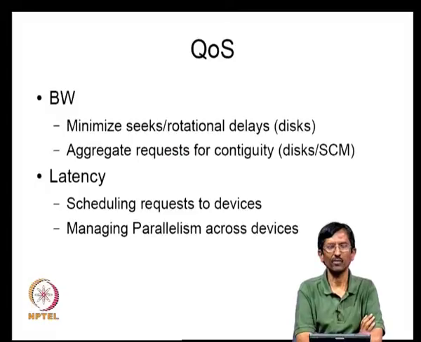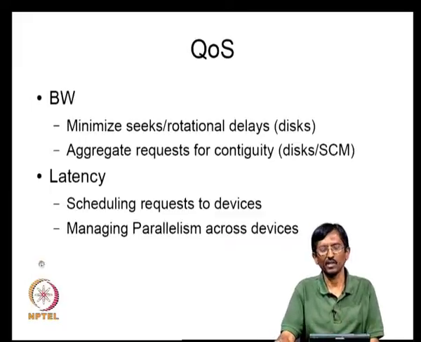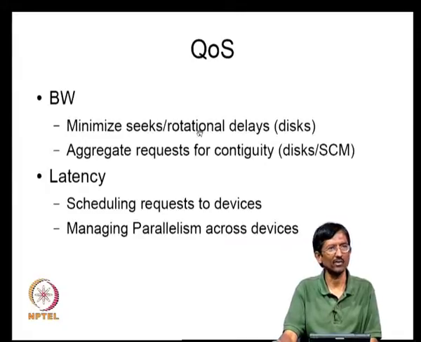For example, one way to provide high bandwidth in the case of electromechanical components like disks is to minimize the number of seeks and rotational delays, or you aggregate requests for contiguity. Extensive amount of aggregation, clustering, all those kinds of things have to be done. This is the only way to ensure that your bandwidth doesn't decrease, because the minute you start having seeks and rotational delays, you are talking about multiple milliseconds, and that itself will kill your bandwidth. And in the case of latency, you have to do some scheduling.